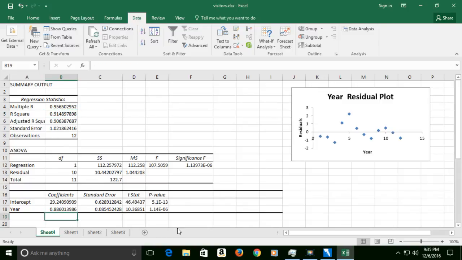So we can come right here and say that needs to equal B17 plus B18 times 13. That's our regression equation. Everybody agree? 29.24, that's A, that's B, and that's 13. I hit enter, and I get 40.76. So our regression says that in year 13, 40,759,000 people should have come to Las Vegas.